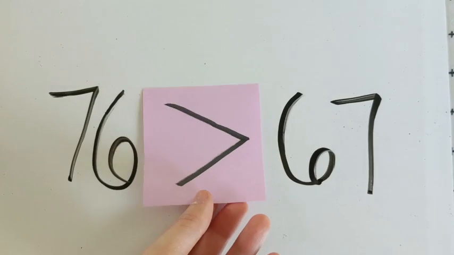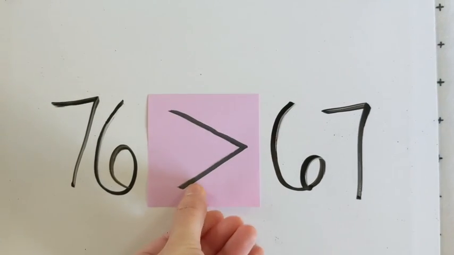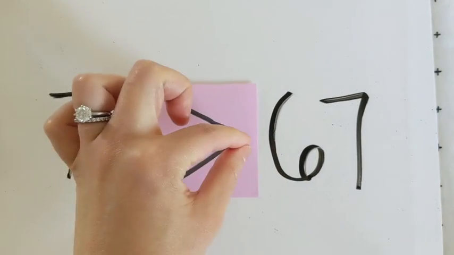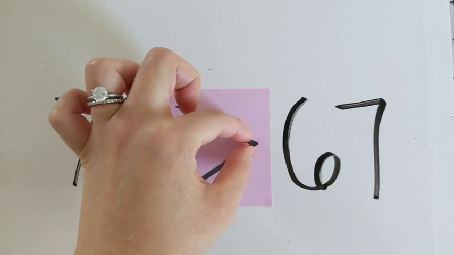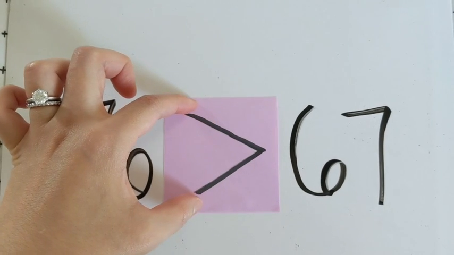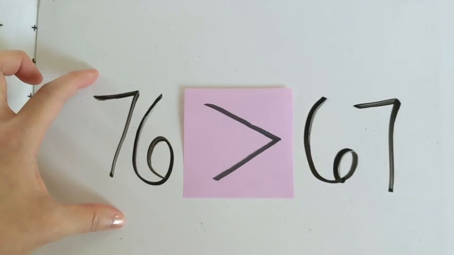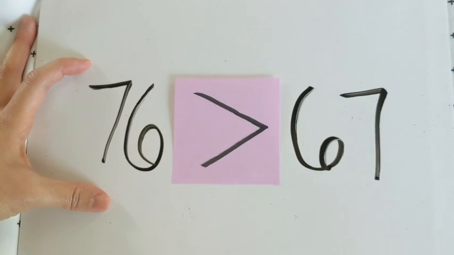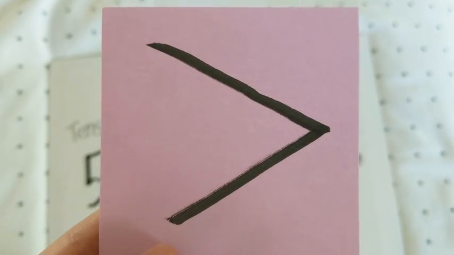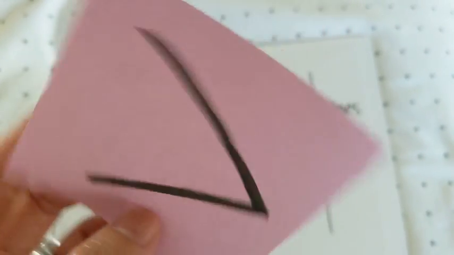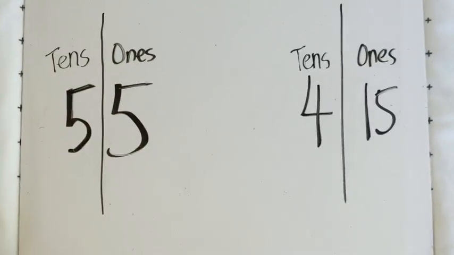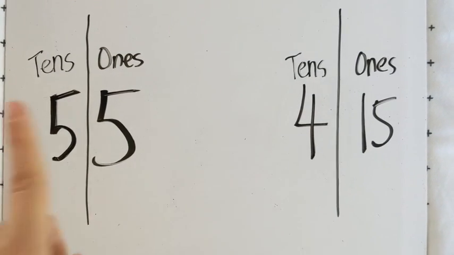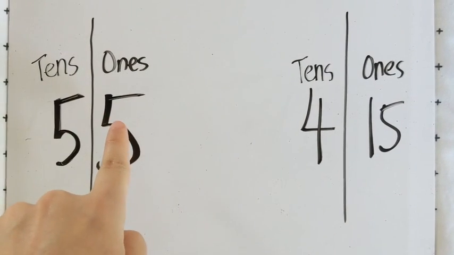So you would take this and place it so that the small part, the tail, is facing the smaller number, and then the wide gap is pointing to the greater number. All right, now I'm going to give you a challenge, okay? We're going to find out if these two numbers are greater than or less than. Here's the challenge. This number is called 55.